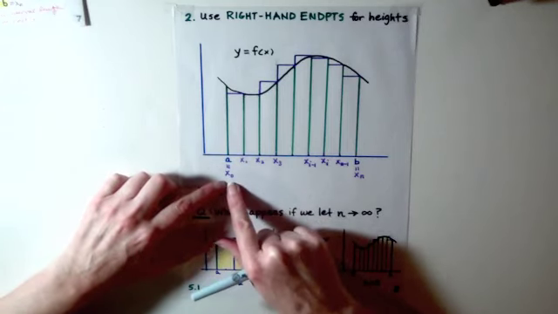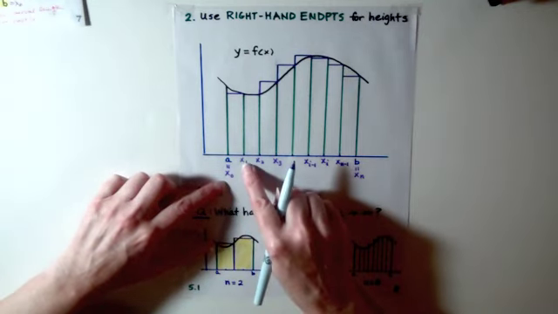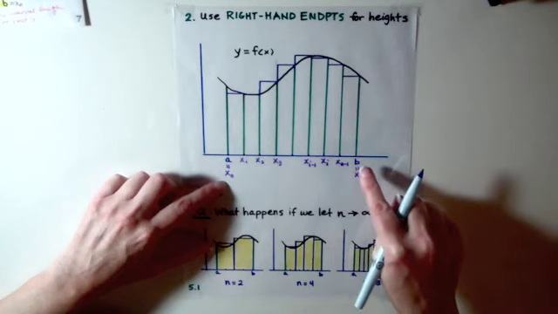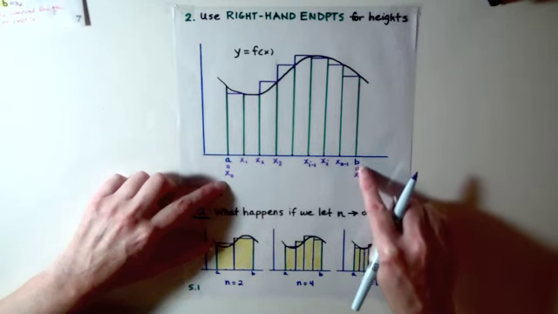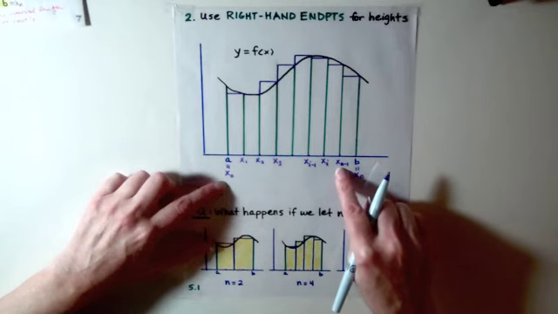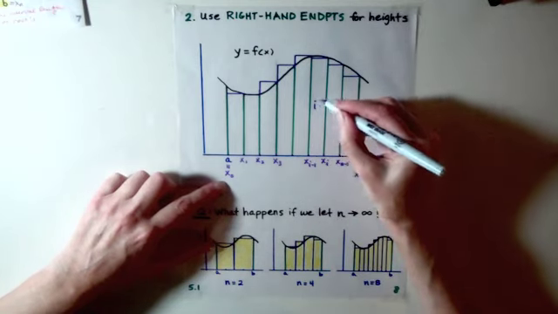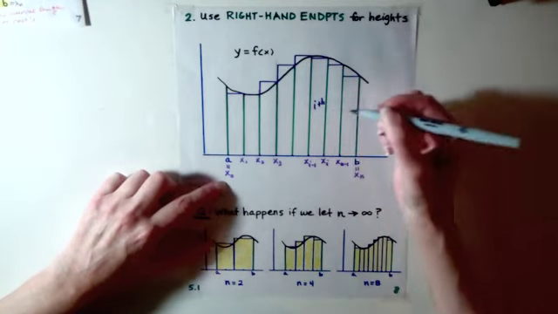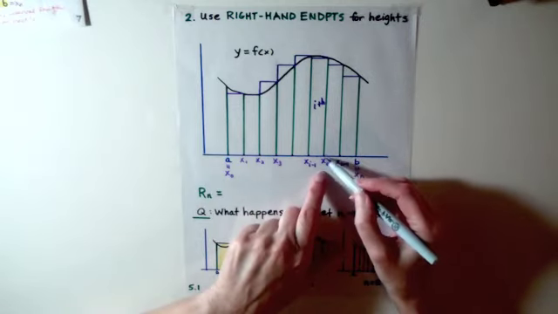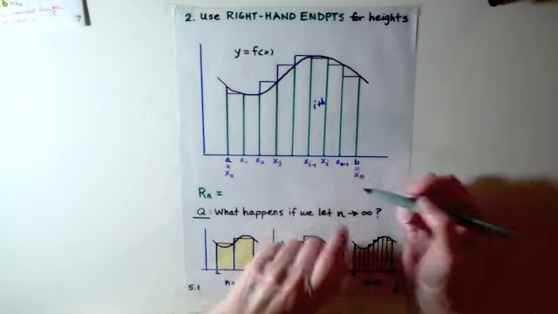So a is the same as x sub 0, and so when we get to the right hand endpoint of the first subscript, that'll be x1, and then x2, x3, and so on. The last ending point b is the same as x sub n, and the one right before it I was saying is x sub n minus 1. This is the ith strip, and its right hand endpoint is xi, so its left hand endpoint is x sub i minus 1.